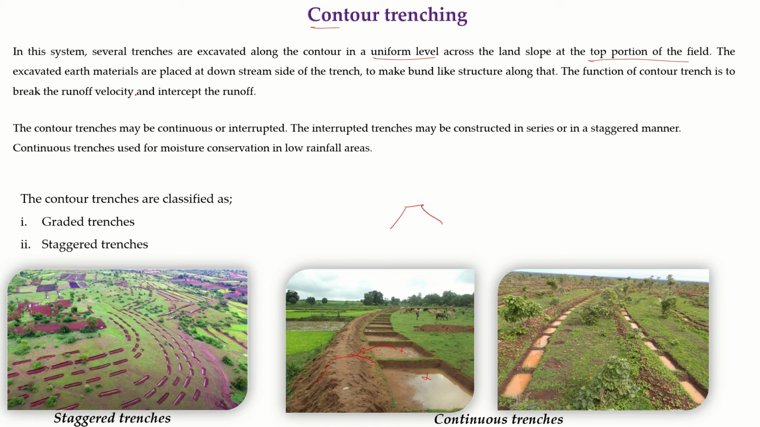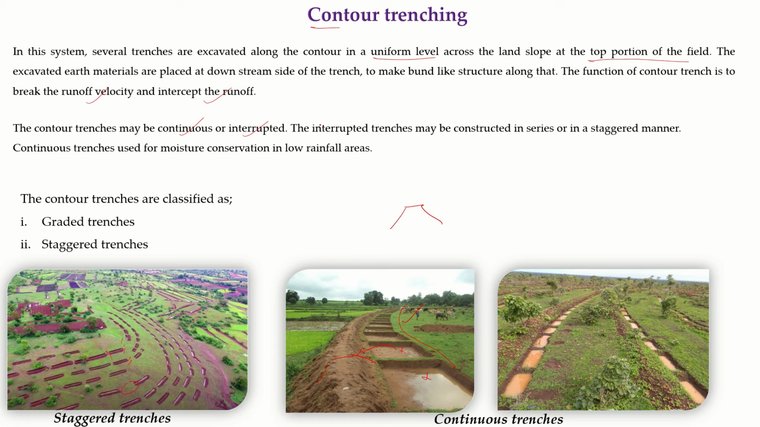The function of the contour trenches is to break the runoff velocity and intercept the runoff. So these are constructed in locations where higher rainfall regions are there. Now the contour trenches may be continuous or interrupted. You can see this is the continuous, and this is the interrupted, meaning a small gap has been provided in between these two trenches.